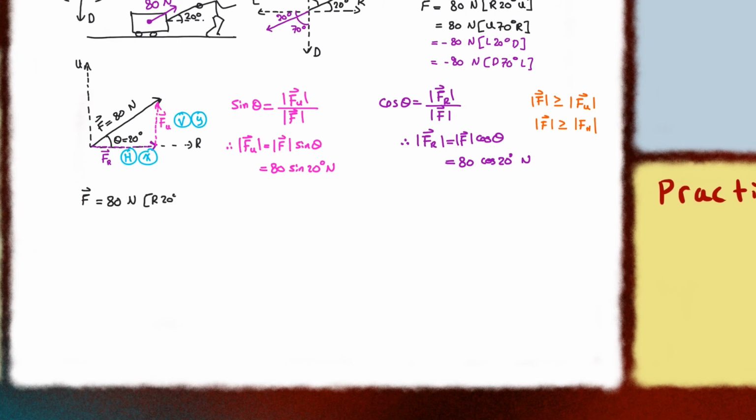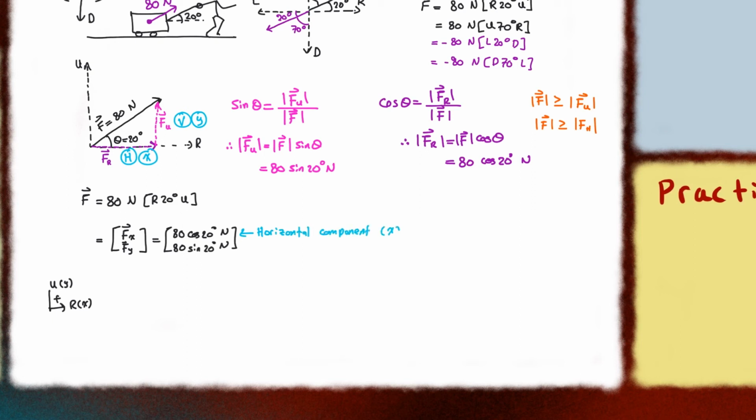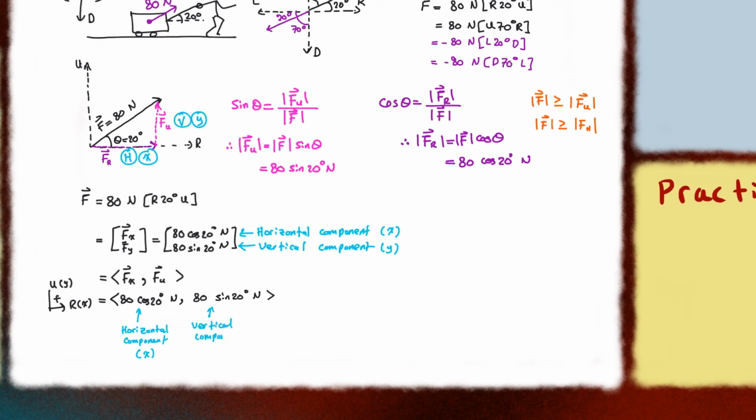There are many different ways of writing vectors, and in this lesson we have covered some of them. Now, in terms of component form, if the force is 80 Newton, 20 degrees up, then one method of writing this in component form is using square brackets, and we will write the horizontal or the x component on top and the vertical or the y component at the bottom. This is a method that's often used in the IB curriculum. An alternative way of writing component form is using pointy brackets, and we can write the horizontal component first, followed by a comma, followed by the vertical component.